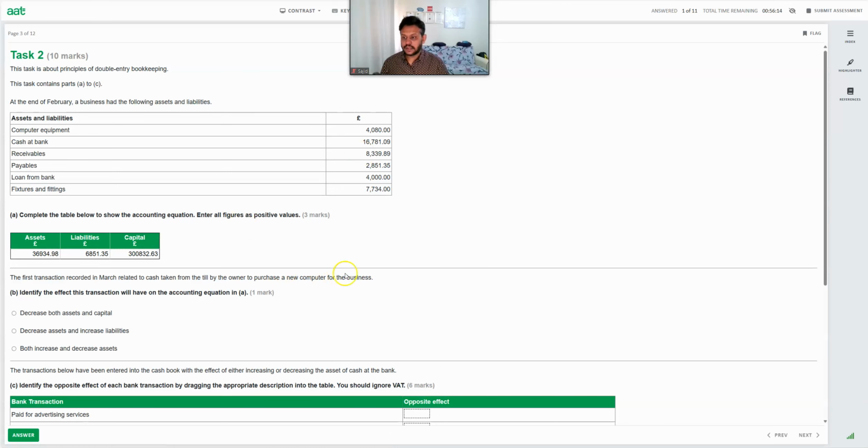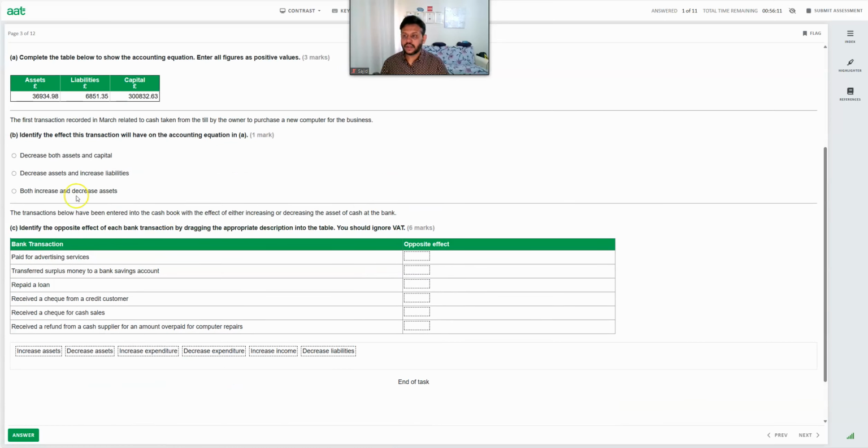Next, our next question says the first transaction recorded in March related to cash taken from the till by the owner to purchase a new computer for the business. Remember that if this has happened, you're taking some cash money either from the bank or from the till, it doesn't matter, and buying an asset. Remember that cash is an asset. So if you're taking some money to buy another asset, one asset has to go down and another asset will be increased.